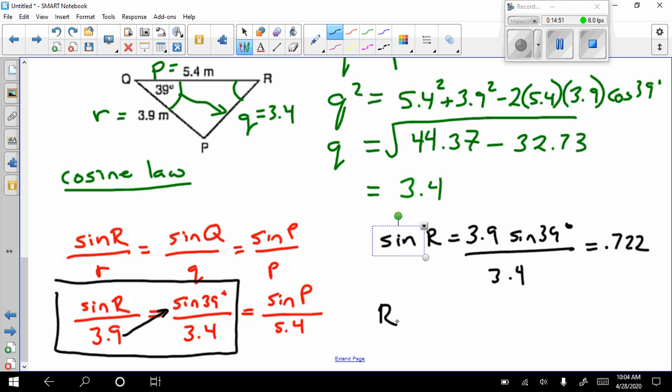So r is going to be the inverse sine of 0.722. And when you type that in, you get 46 degrees. Okay, so that was a tough question. All right, well, let's try some application.